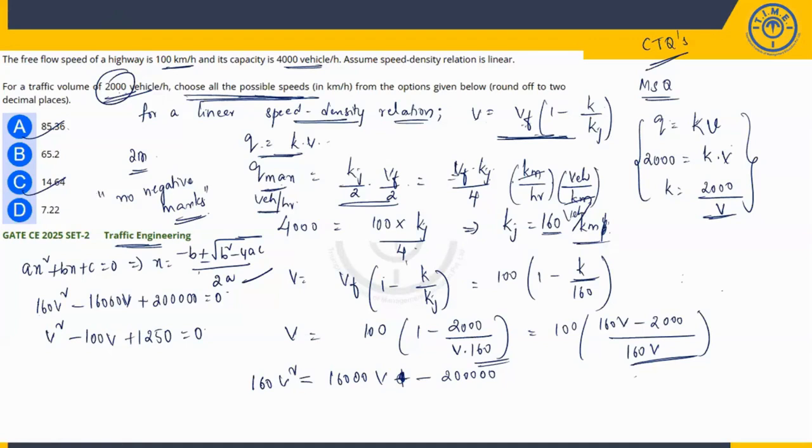Is it clear to all of you? Please let me know if anyone has any doubts in this question. One speed is 85.36, the other speed is 14.64 kmph. Option A and option C. I'm giving a minute here. Please let me know if anyone has any doubts in this. If not, we'll move further. If it is clear, please let me know in the chat box. Thank you.